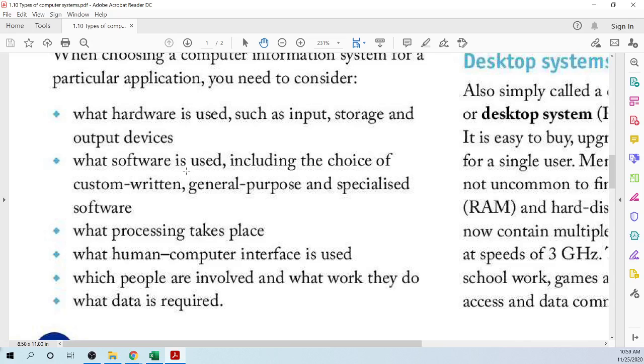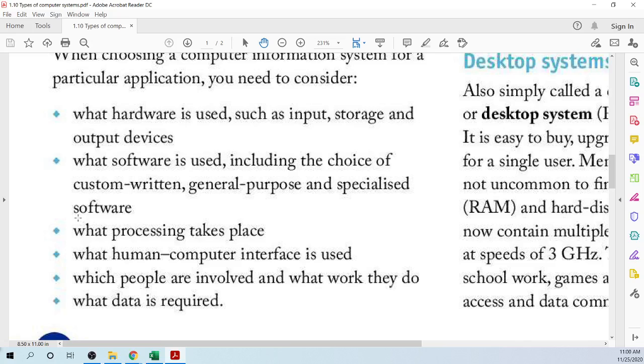It could be specialized, and it could also, but it's mostly custom written. So the company now would customize their own software and build it from scratch so that they can control whatever system they have in place.